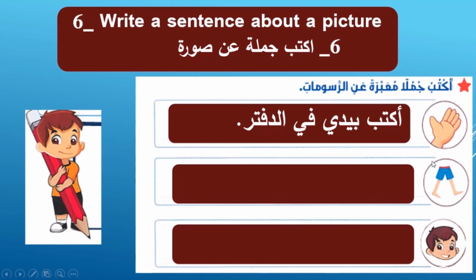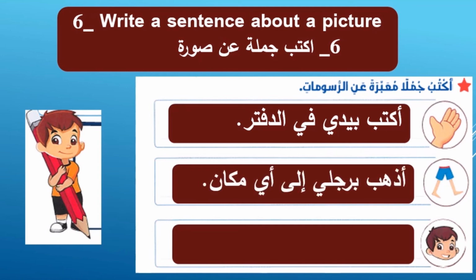أحسنت. Second sentence. This is legs. Perfect. We will say and write it. أذهب, I go, برجلي, with my leg, إلى أي مكان, to everywhere. أذهب برجلي إلى أي مكان. أذهب برجلي إلى أي مكان means I go with my leg to anywhere. Copy it in the textbook.